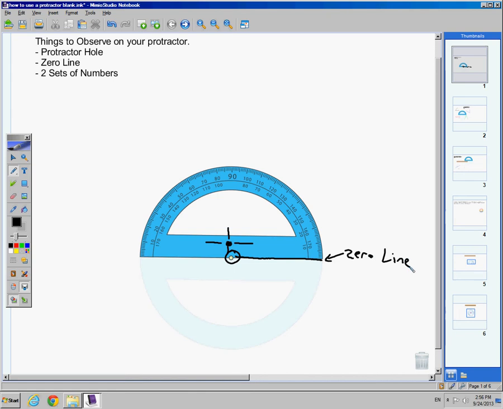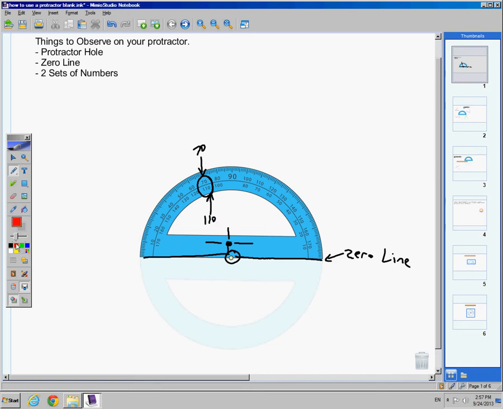And then with that, when we follow the 0 line, whether it be left or right, we notice that there's two sets of numbers. And I'm just going to circle it right here. You can see on the outside there's a 70, and on the inside there's 110. And clearly they're not the same number, so what does that really mean?